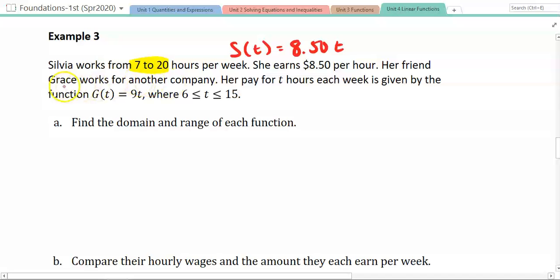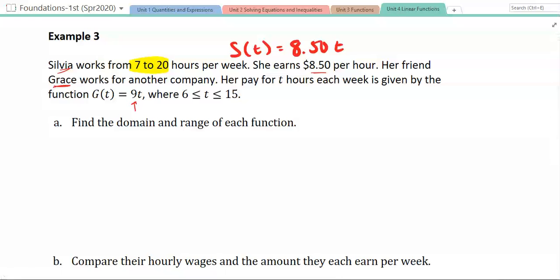And then we're already told for Grace that Grace is going to be 9t. So what does that mean in this problem? What's the 9 mean? Well, think about this. What was the 8.50 here? The 8.50 was how much Sylvia made per hour, right? So the 9 is what? It's the amount that Grace makes per hour.